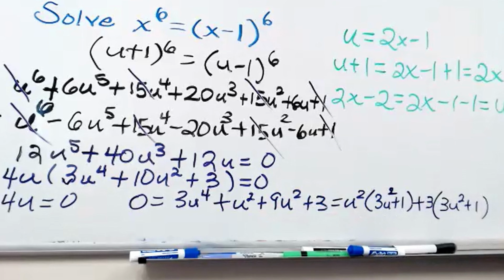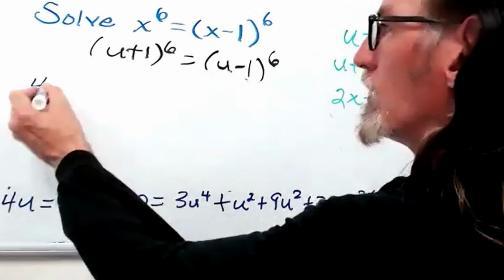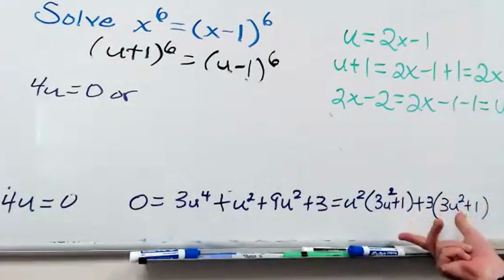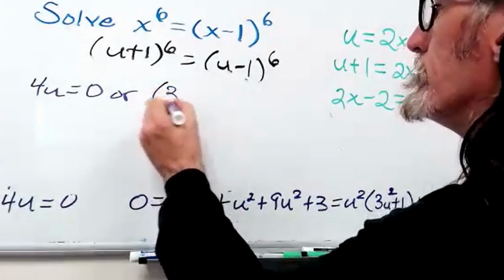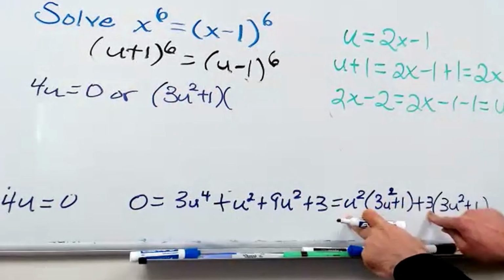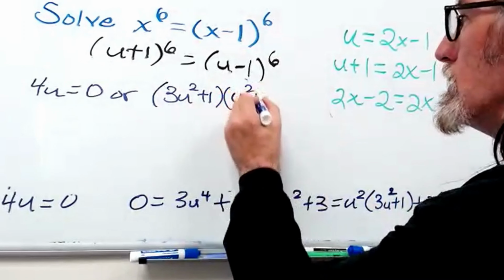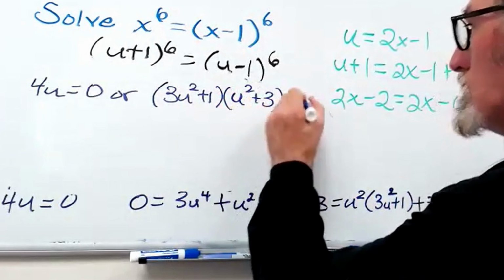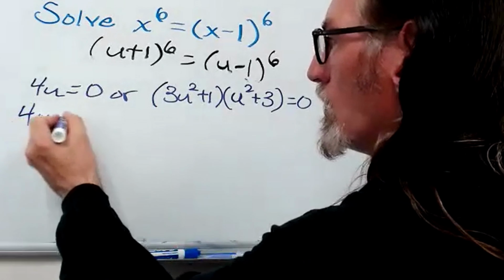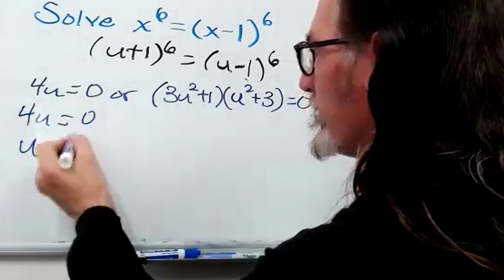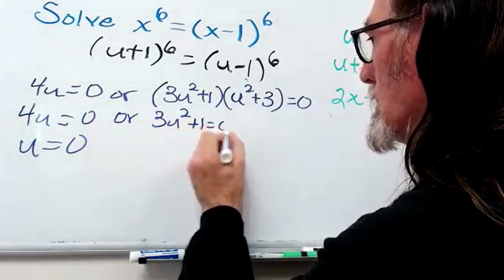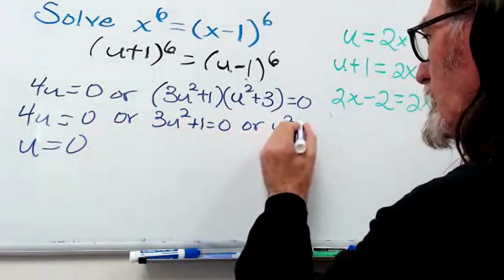Going to do a little more erasing here. So we have either 4u equals 0, or, because we've got 3u squared plus 1 in common there, and what that's being multiplied to is u squared plus 3. That's equal to 0. So for u equals 0, or u equals 0, or 3u squared plus 1 is equal to 0, or u squared plus 3 is equal to 0.